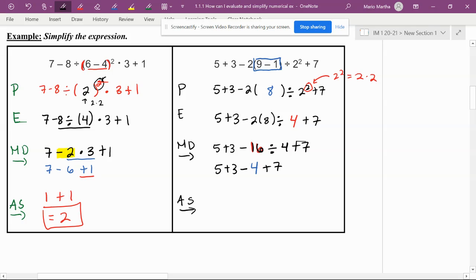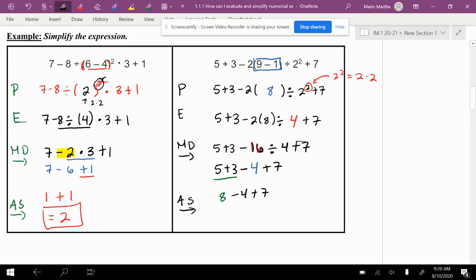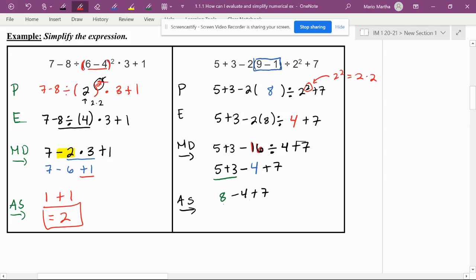So there's nothing else left that I need to multiply or divide. So the following step would be to look for anything that had to add or subtract again from left to right. So I noticed that there's 5 plus 3. If I add those two together, I get 8, and then minus 4 plus 7. So again, subtraction comes before addition here, so I want to do that one first again. So that would be 8 minus 4 becomes 4, and then plus 7. My final answer is just positive 11.